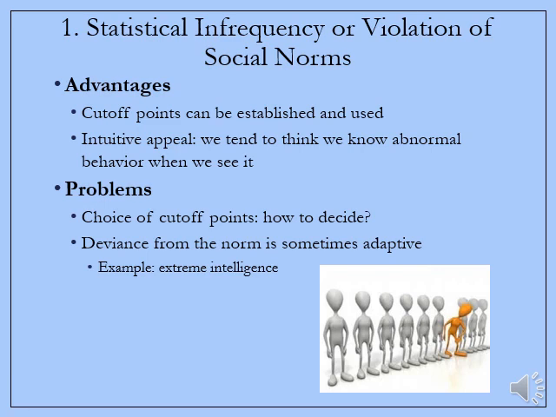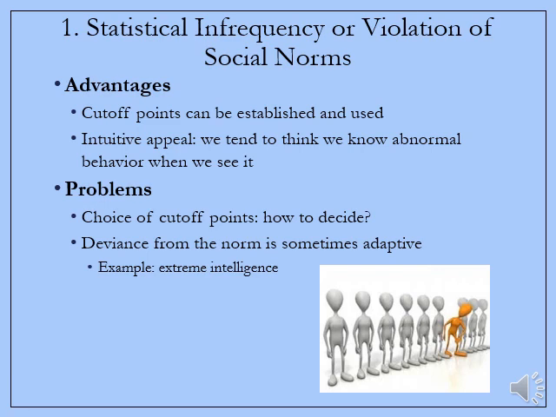Advantages of this definition: cutoff points can be easily established and used. A cutoff point for rare behavior could just be whatever falls in that shaded area. It also has an intuitive appeal. We tend to think we know abnormal behaviors when we see them. For example, if an individual is sitting at a bus stop talking to herself, we seem to think that's relatively unusual. Maybe not so unusual depending on what part of town you're in, but because that behavior is relatively rare, we would consider it to be abnormal.